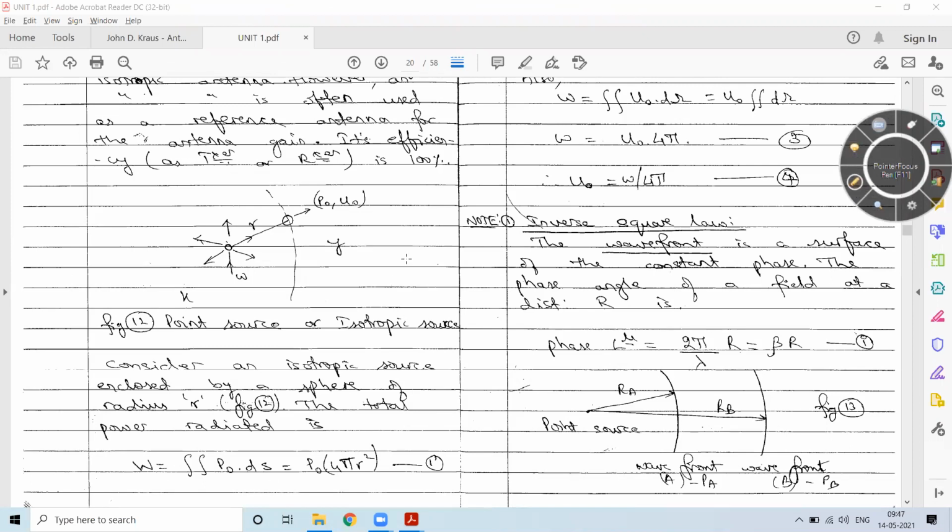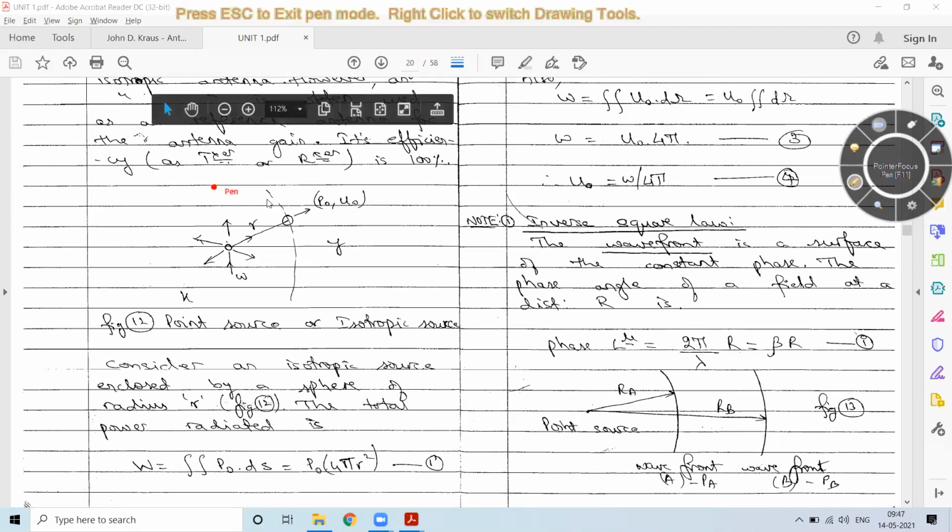What will be the total power radiated by such an isotropic antenna? In this case, we refer to the power theorem. What does this specify? Now, if I assume that P naught is the power density which is emitted by the isotropic antenna under consideration.